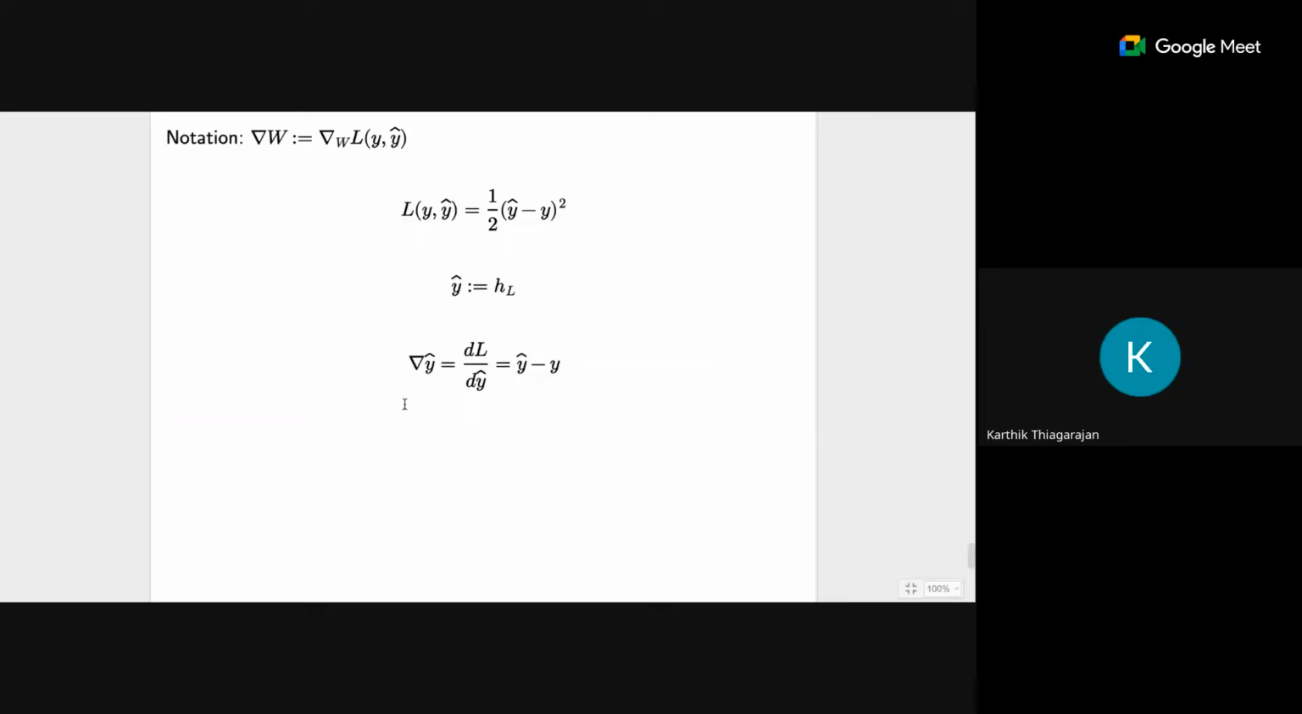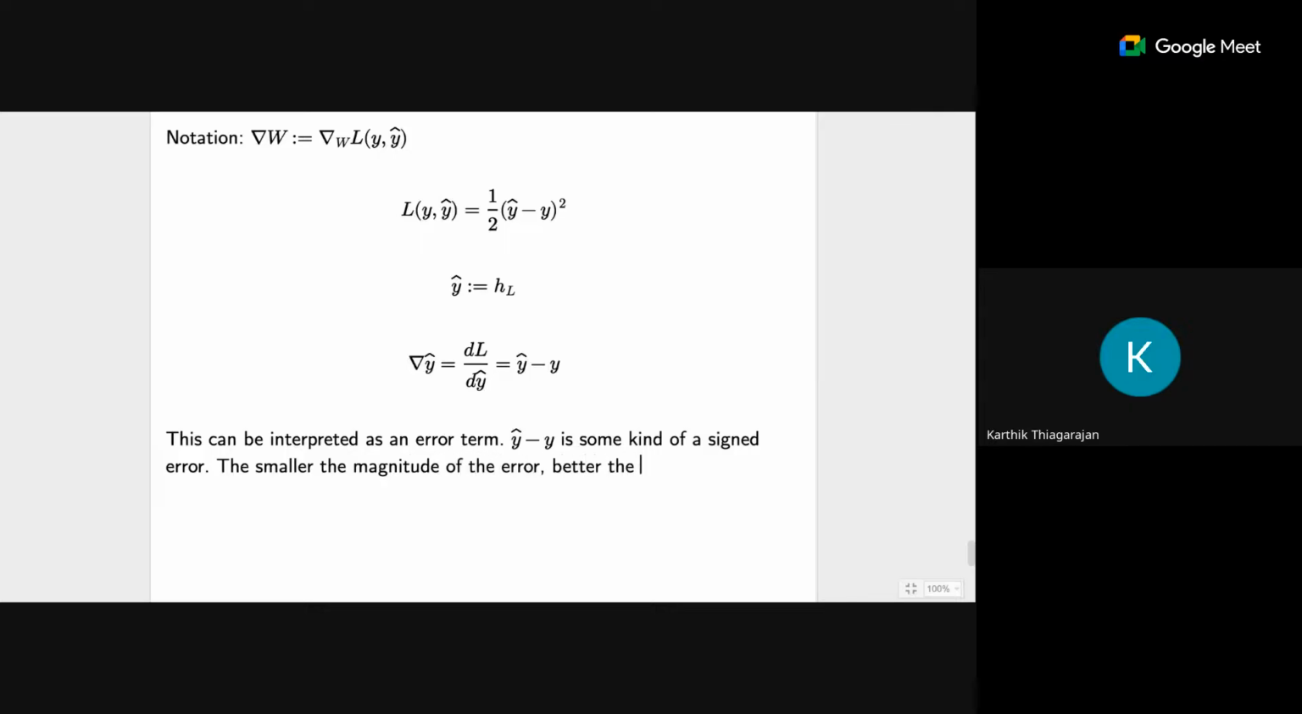Okay, so here is the interesting part. This can be interpreted as an error term. We did this in MLT also, so some of you might remember this. So y hat minus y is some kind of signed error. Signed error meaning the sign is there, it's not just always positive. The smaller the magnitude of the error, the better the prediction.